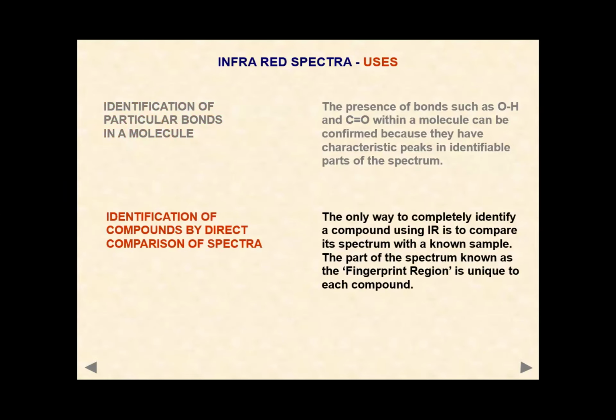Identification of compounds by direct comparison of spectra. The only way to completely identify a compound using IR is to compare its spectrum with a known sample. The part of the spectrum known as the fingerprint region is unique to each compound. Now, what is a fingerprint region? I'm going to tell you.